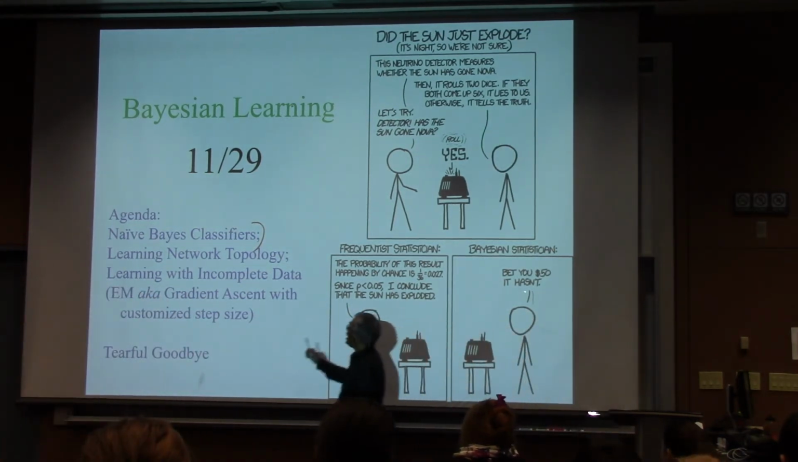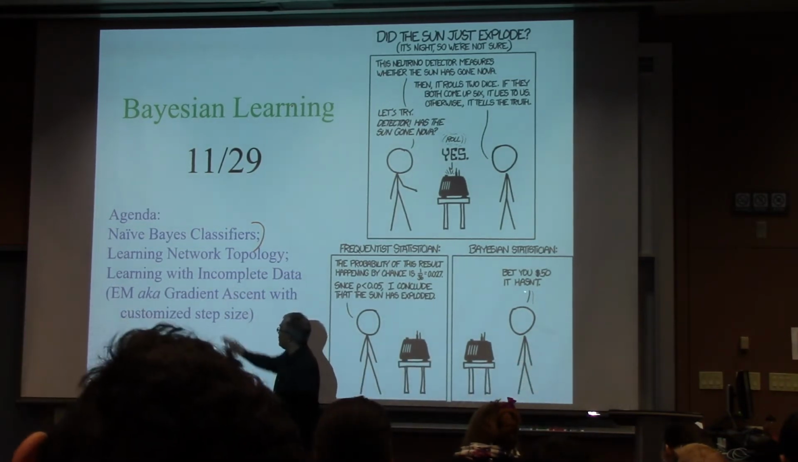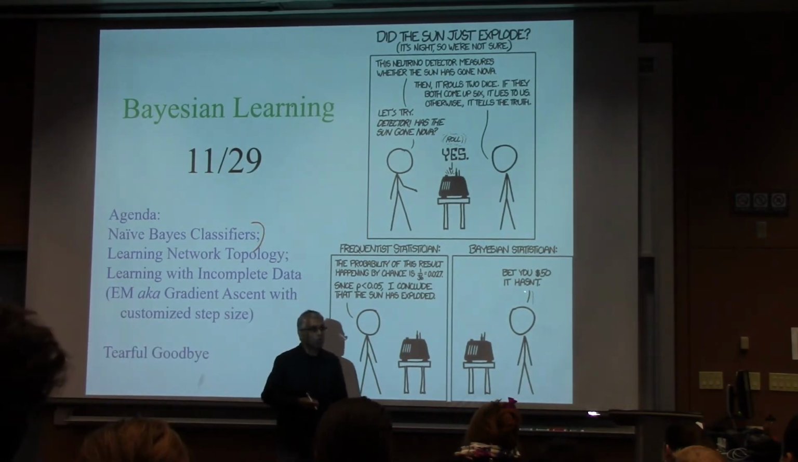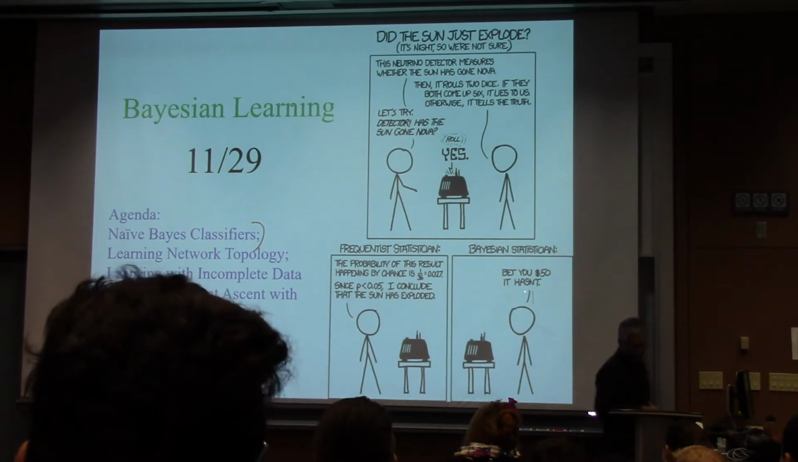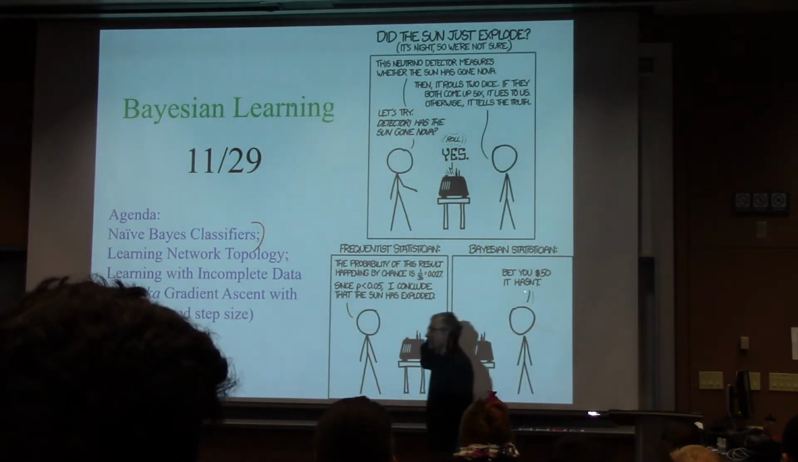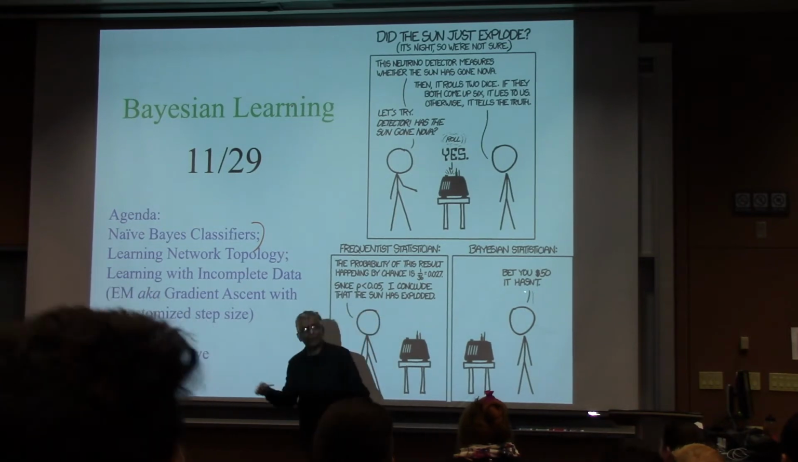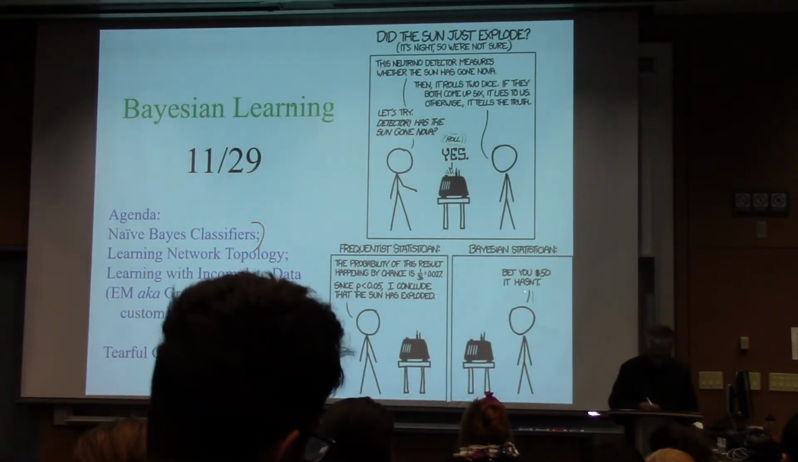And then we use that to go into learning network topology as well as learning using big data, which gets us to the expectation maximization idea. And that's where the technical discussion will stop, and I'll probably spend the last 10 minutes or so summarizing what we did, as well as going over some of your reflections.